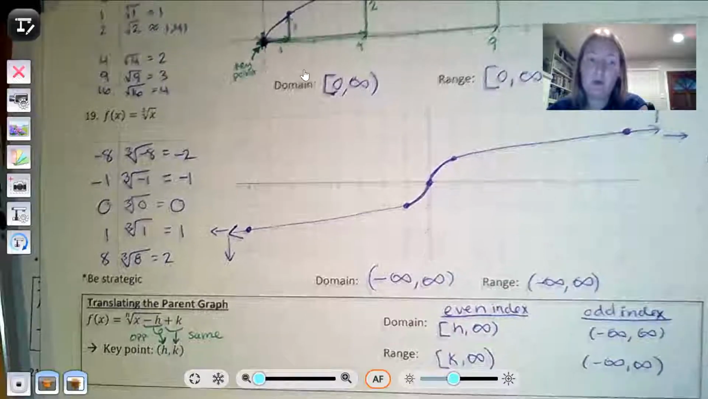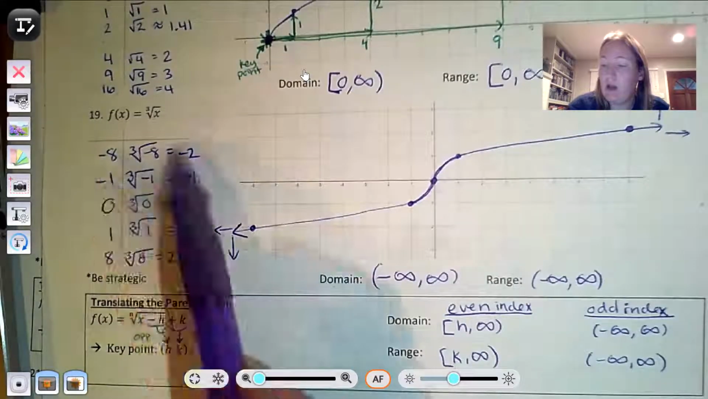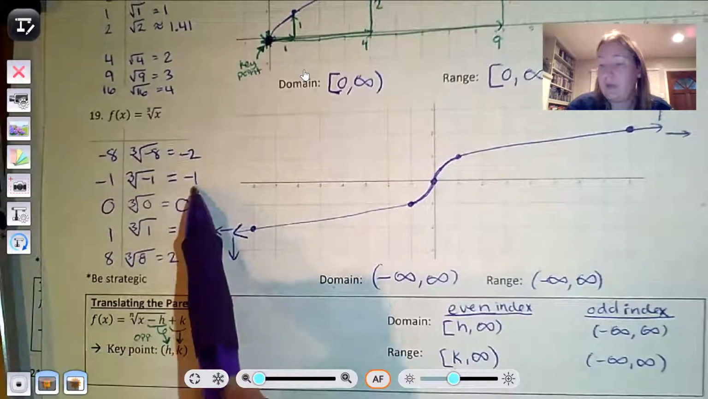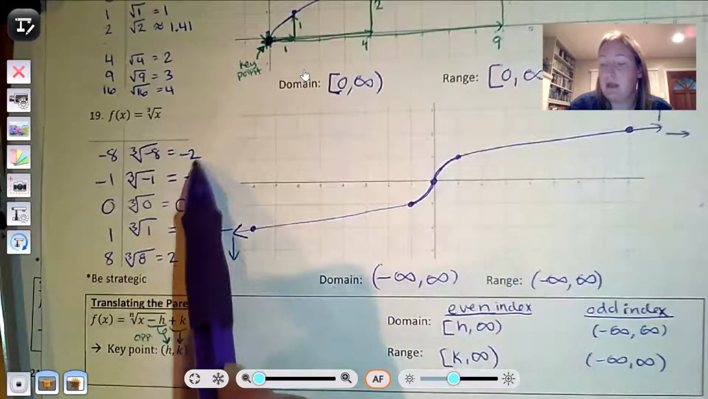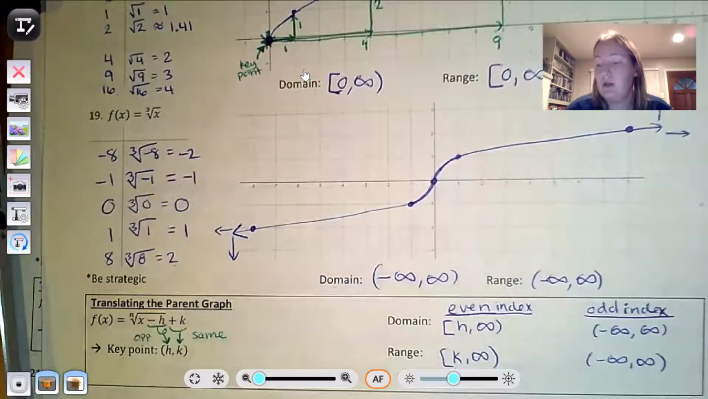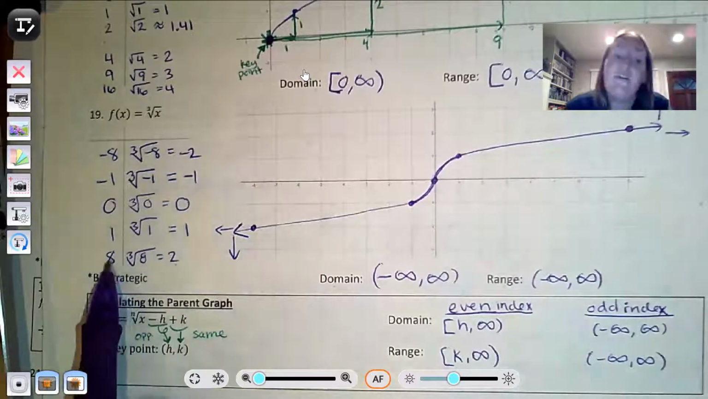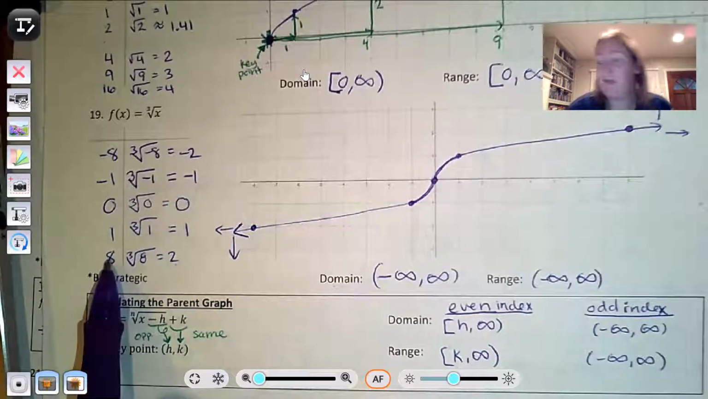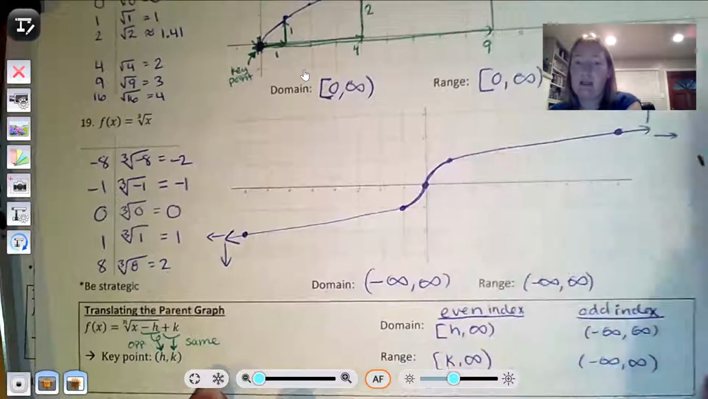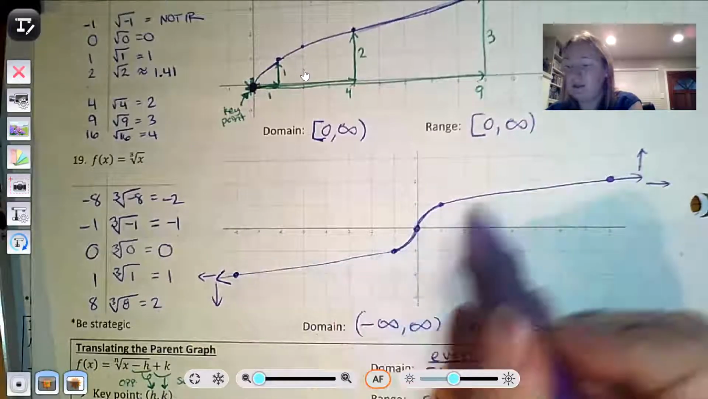For cube roots, you can take a cube root of a negative, and I was a bit more strategic here. I knew that, you know, -1 times -1 times -1 was -1, and -2 times -2 times -2 is -8. So that's why I picked those. I could use larger numbers. We talked about 125 being 5 cubed, but it wouldn't fit very well on a graph. So here are the ones that fit nicely on here, and make this kind of S shape.